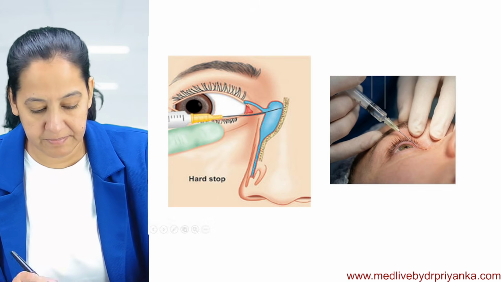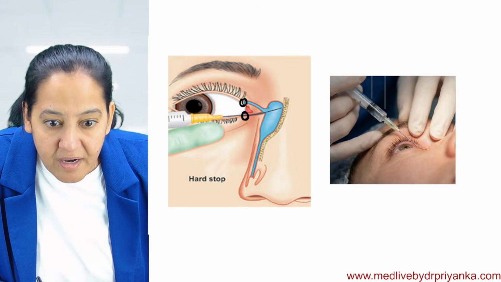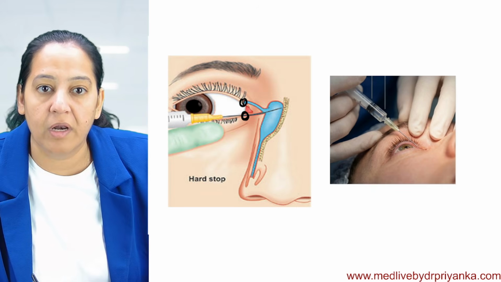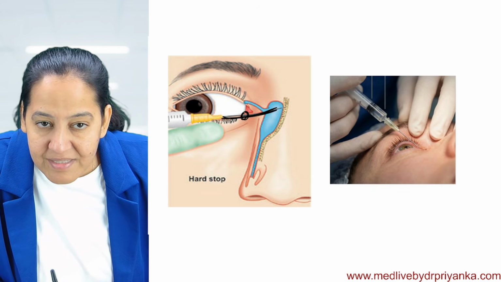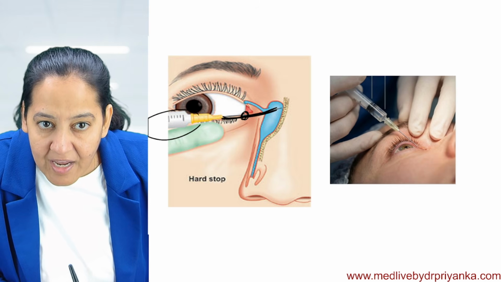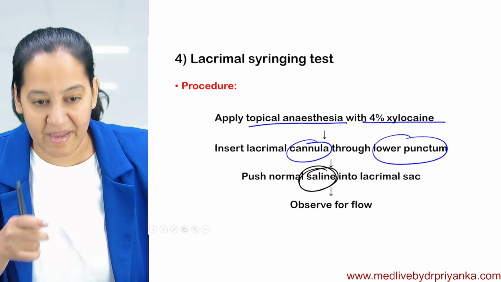Where is the lower punctum? Can you see the lower punctum? This is the lower punctum. This is the upper puncta, this is the lower puncta. The lower puncta is the lower hole. So in the lower hole, I am inserting a cannula, and I am injecting the normal saline with a syringe.